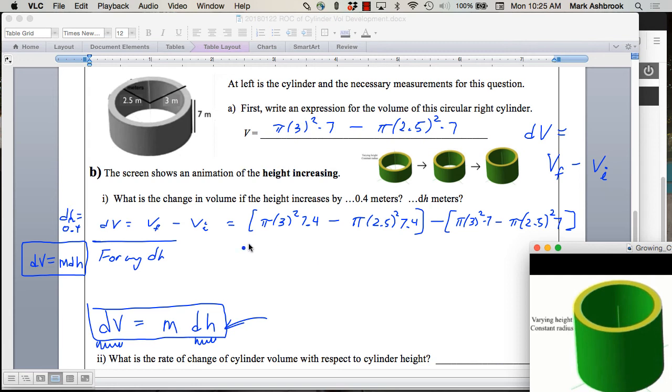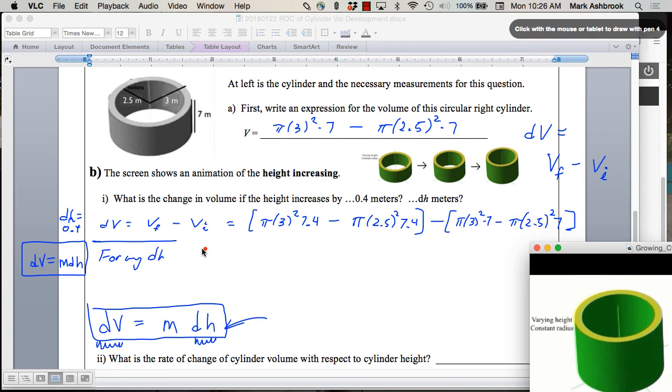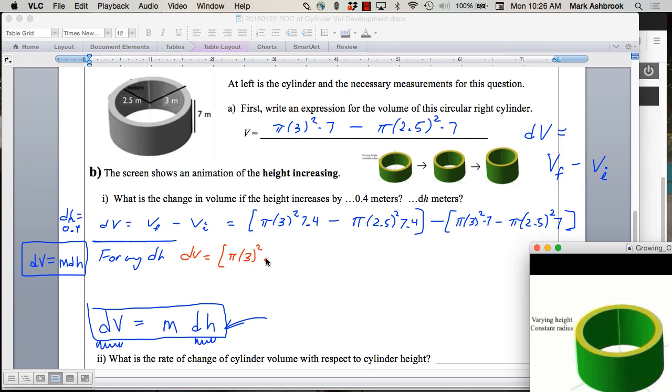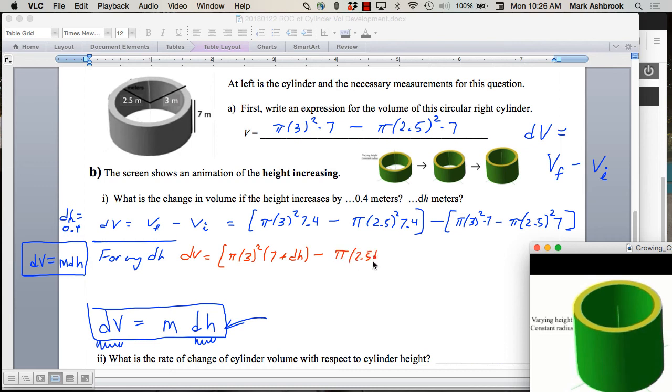Okay, right. So I'll do this in red now, so you can see the difference. With dH, the change in volume is going to equal pi times 3 squared times 7 plus dH, minus pi times 2.5 squared times 7 plus dH, minus the same original volume that we had. So this would be the same.